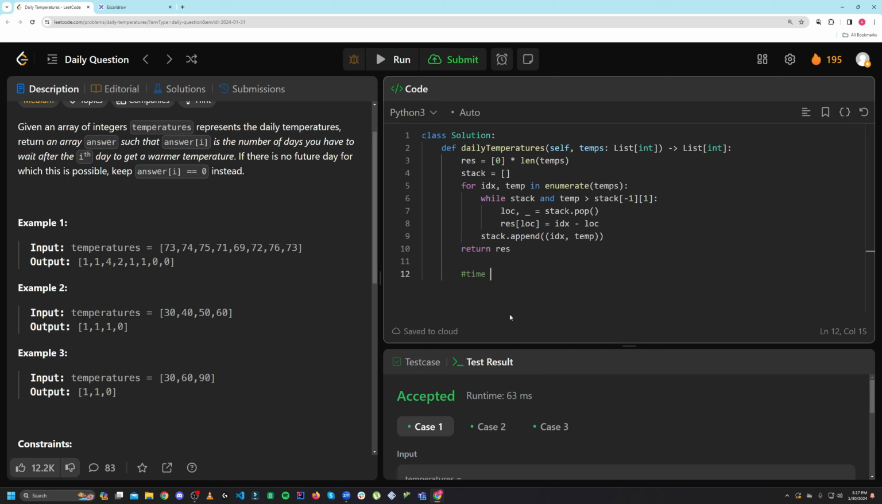So this is going to be time O of n. Most stack things are going to be O of n, because you will at most put an item on the stack once and pop it off the stack once. And the space is O of n for our stack.